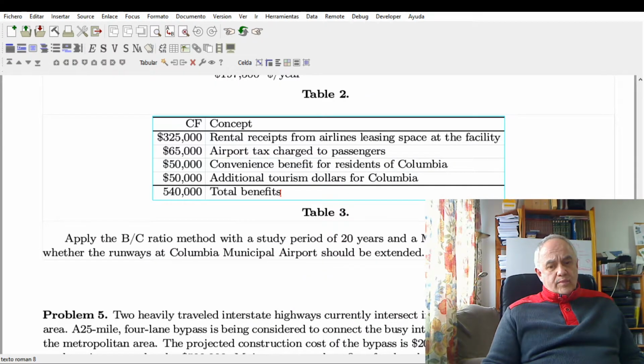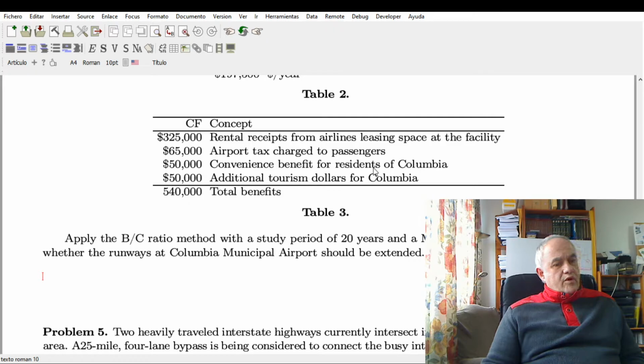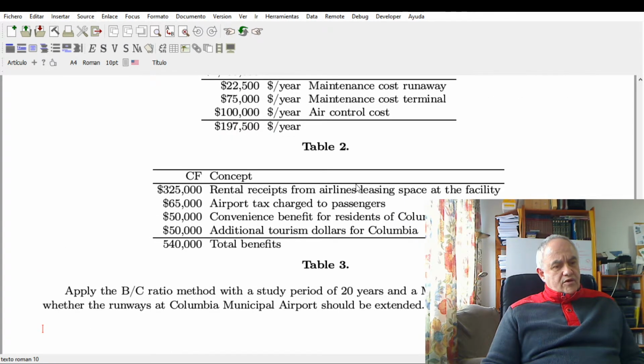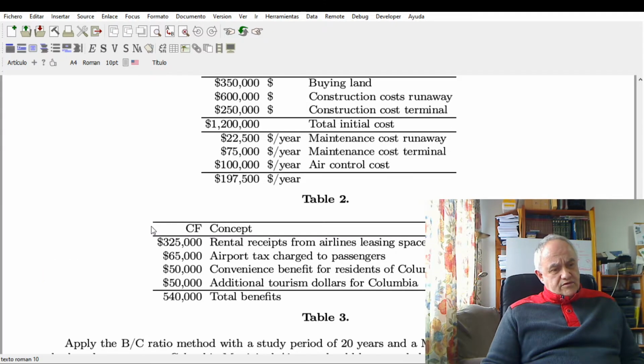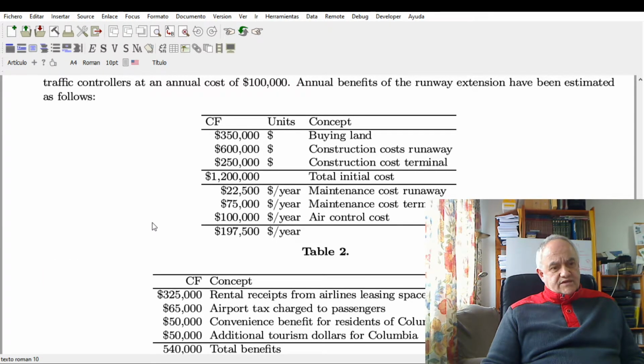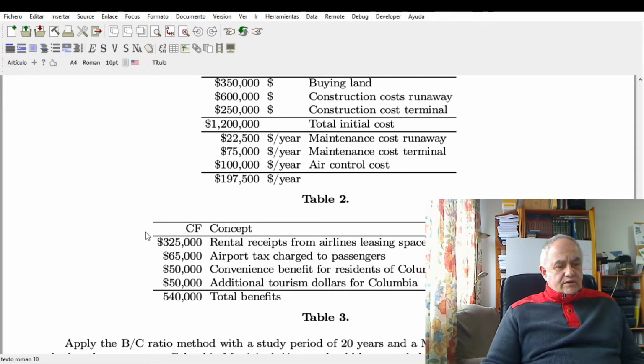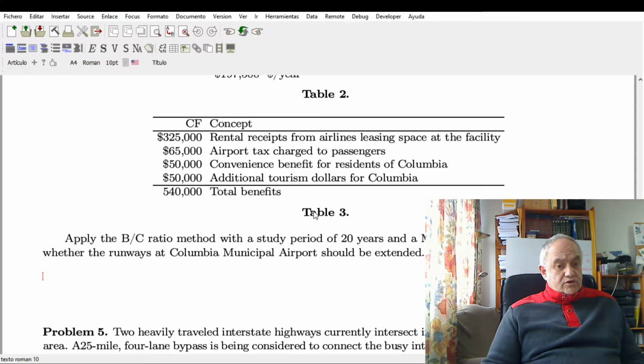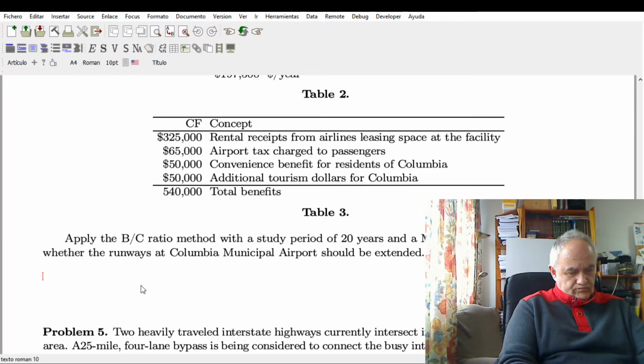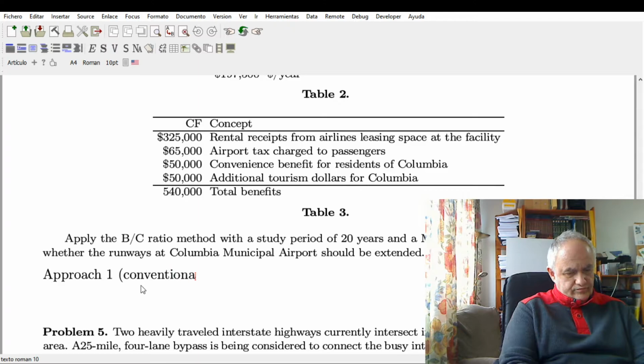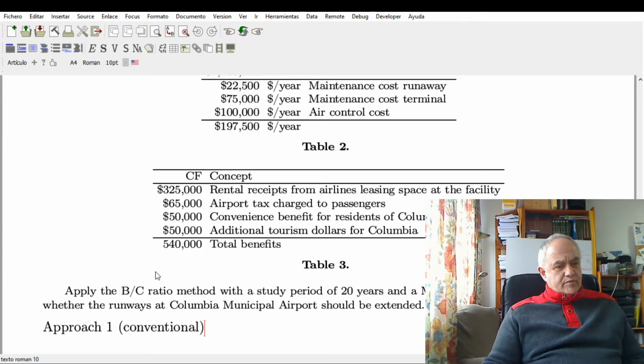Now we need to apply the required mathematics in order to summarize all this. The problem with the benefit cost ratio is that we can apply it in two different ways. If we have a look at this table, we'll have a clear idea that this is what we're going to obtain as revenues, this is what we're going to pay as cost. So if we use this approach, approach one, conventional, we will make a quite simple analysis.